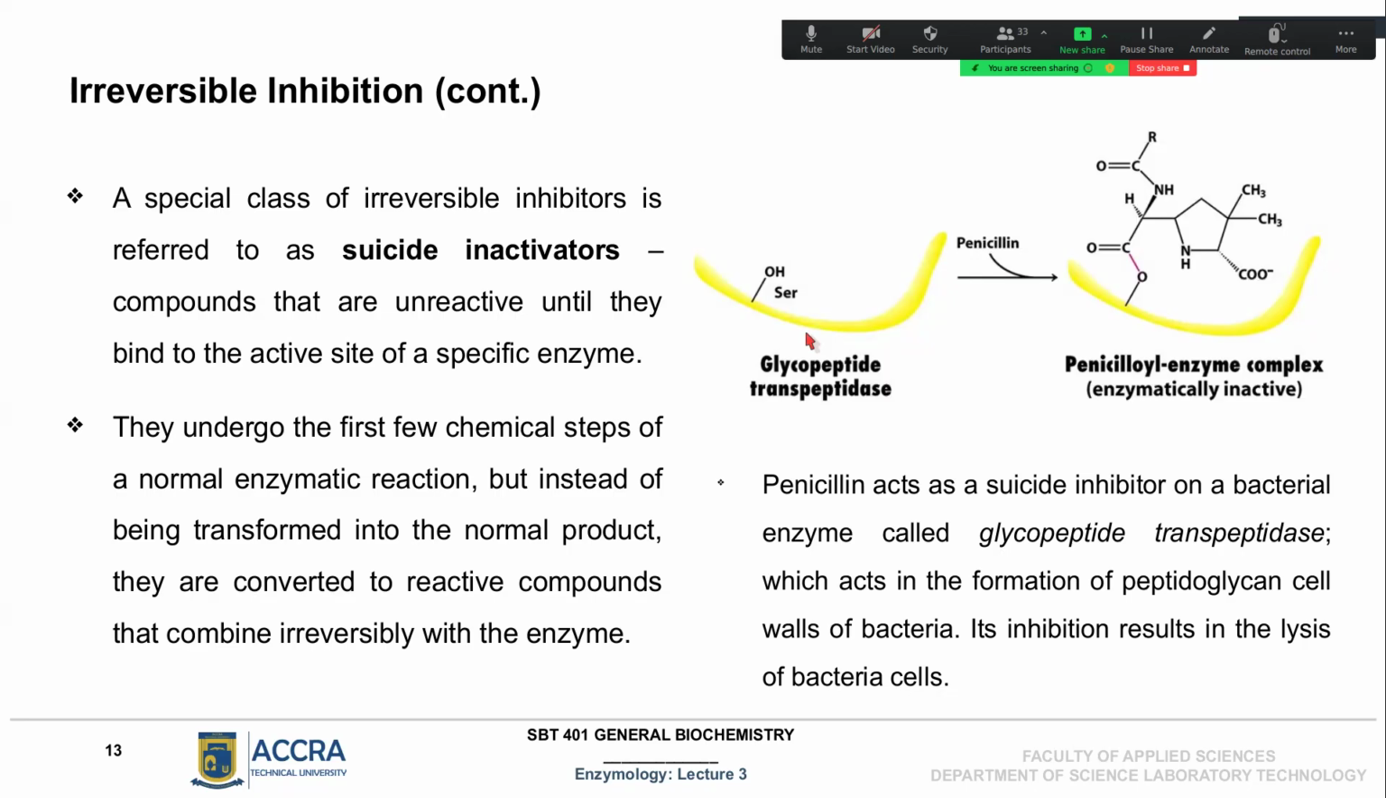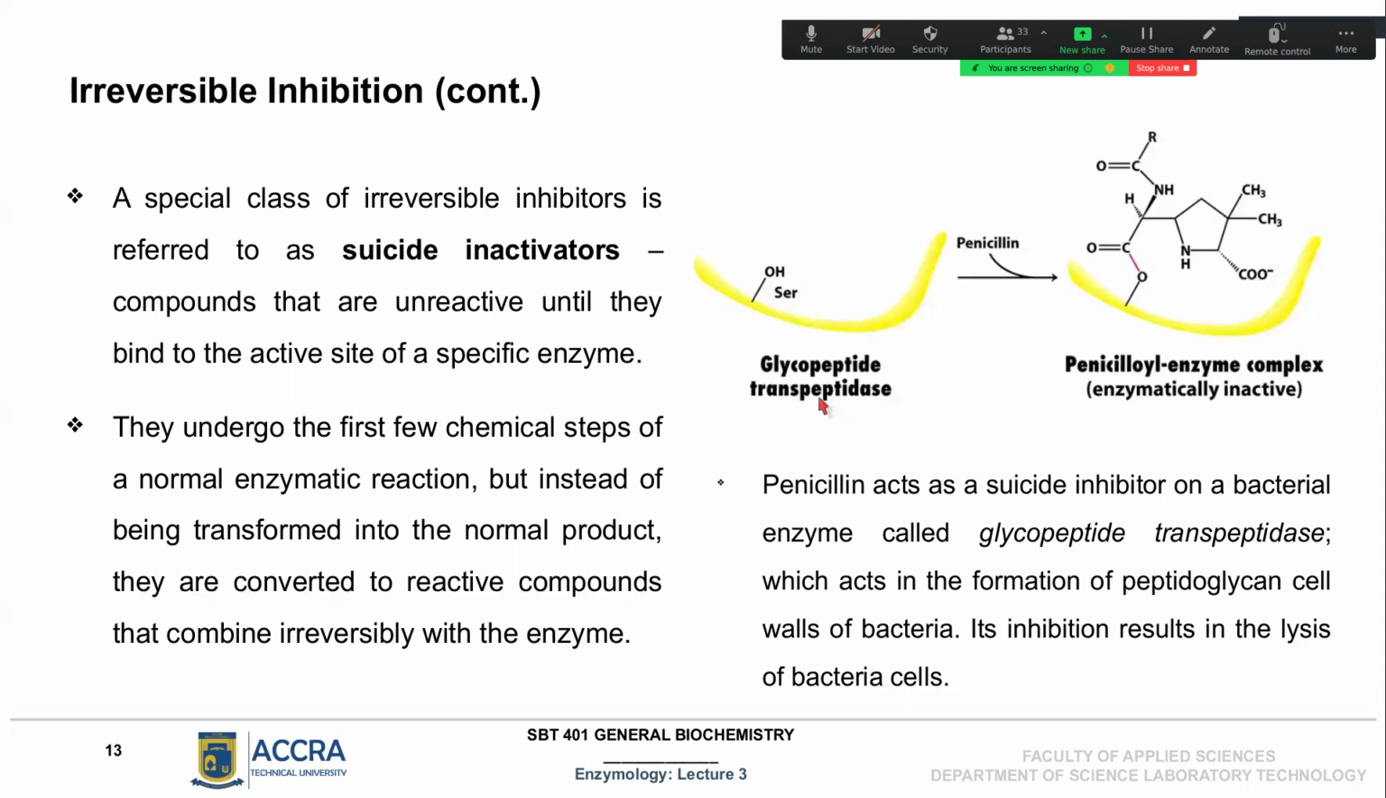Now, in this case of penicillin, we have the enzyme glycopeptide transpeptidase. So the name will tell you quickly that, okay, this is a transferase. And this transferase acts on, or is having a substrate, which is what? A glycopeptide. Or you can say maybe the product is glycopeptide, because transpeptidase means it is transferring peptide.